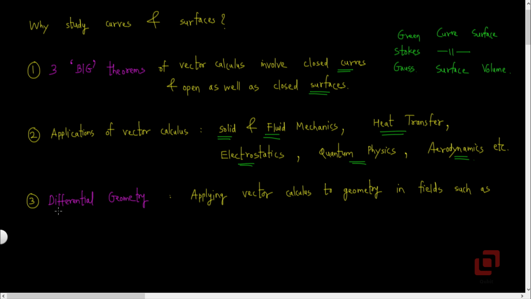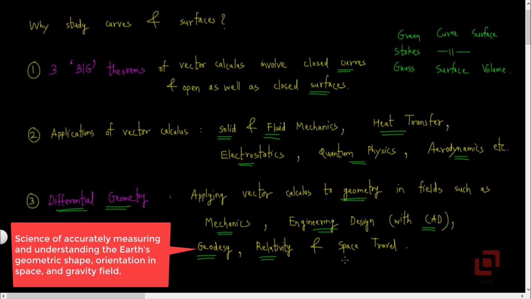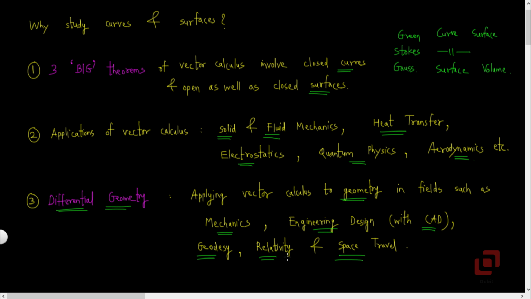Then we have a whole new field of differential geometry where we apply the techniques of vector calculus to geometry. And this field finds its applications in mechanics, the conventional engineering design as well as the computer aided design, which is known as CAD. It has applications in geodesy, relativity as well as space travel. So you can see that there is a wide array of applications of vector calculus in general and hence that of curves as well as surfaces.